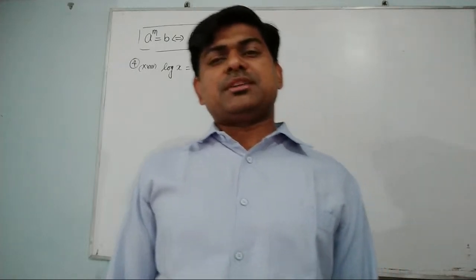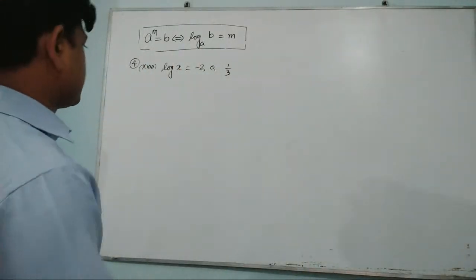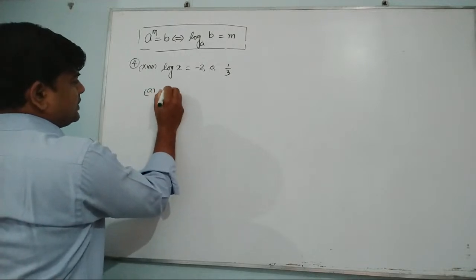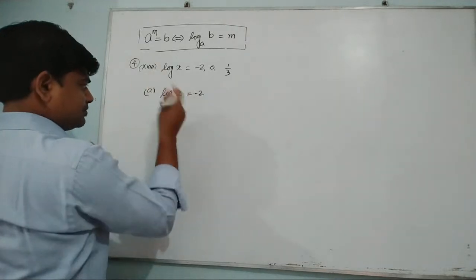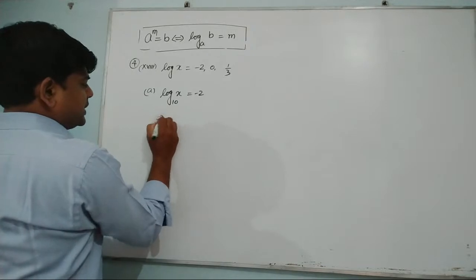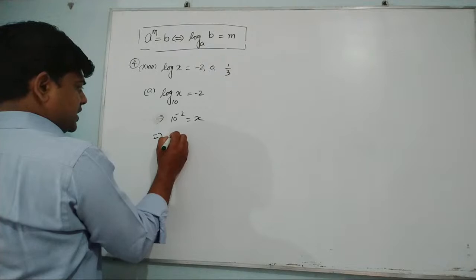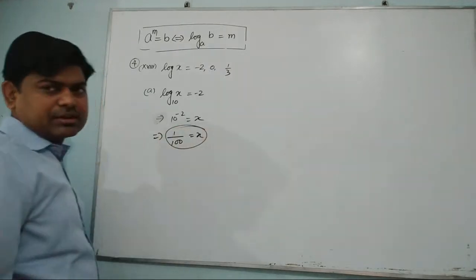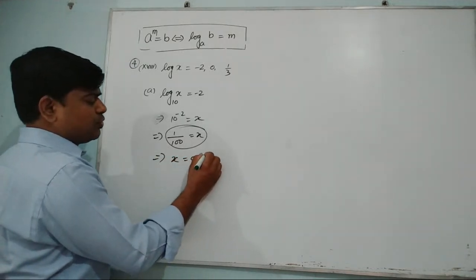And if the base is not given, we will take the base directly as 10. So for part A, I can say log x base 10 is equal to -2. I think we can solve it. It can be written as 10 to the power -2 is equal to x. This implies that 1 upon 100 is equal to x. We have got the value of x, or in other words, I can write x is equal to 0.01.